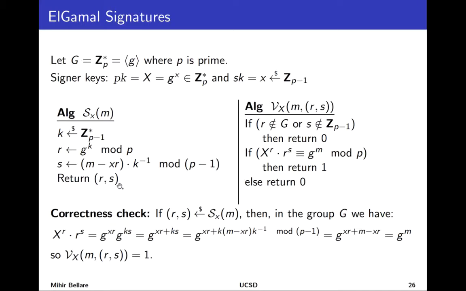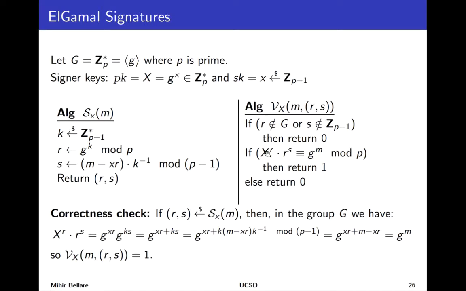Okay, but that's just a scheme description. What can we say about its properties? The first thing to check is correctness. We want to check that if you generate signatures like this, they do pass verification. So that is just algebra. First off, it's clear that this part is okay because this R is a group element and the S, since it's generated mod p minus 1, is in Z_{p-1}.